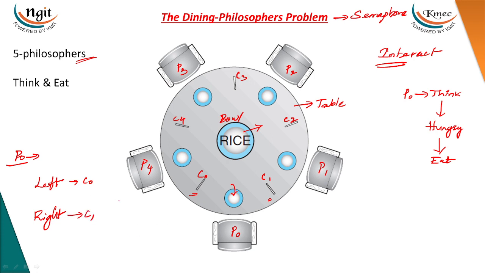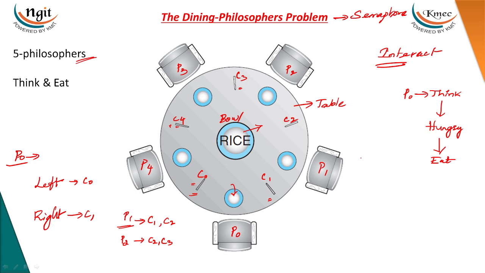For P1, there will be a cycle. So he will pick up C1 and C2. Then P2 needs to pick up C2 and C3. Similarly, P3 needs to pick up C3 and C4, and P4 needs to pick up C4 and C0.